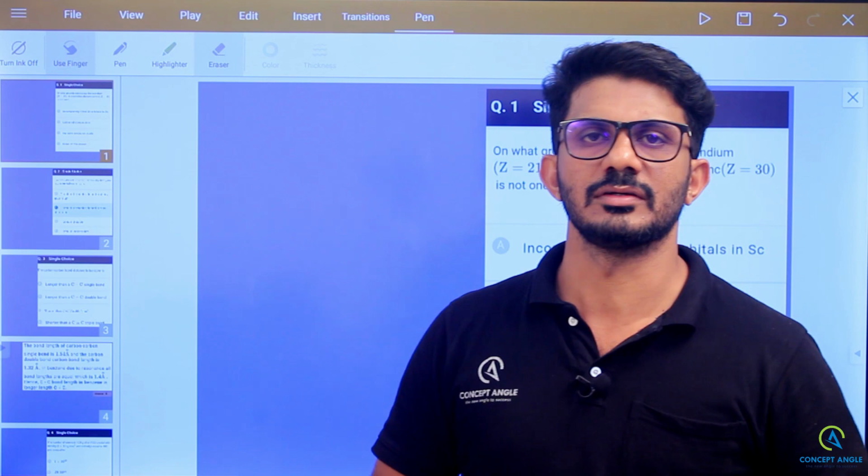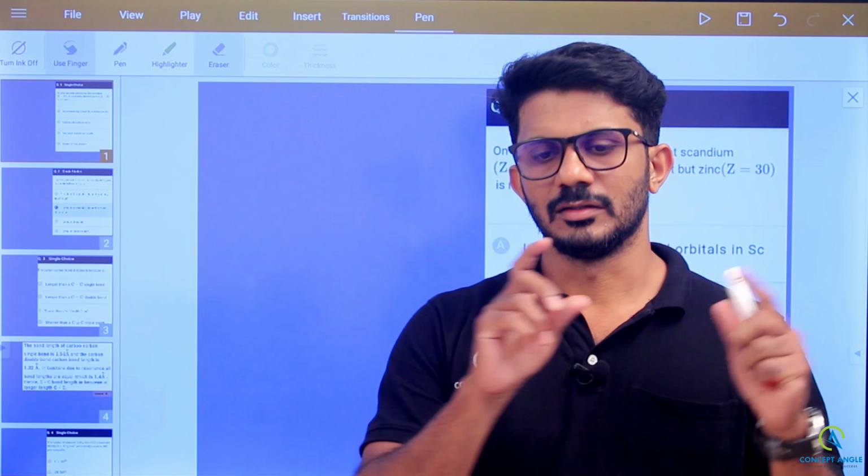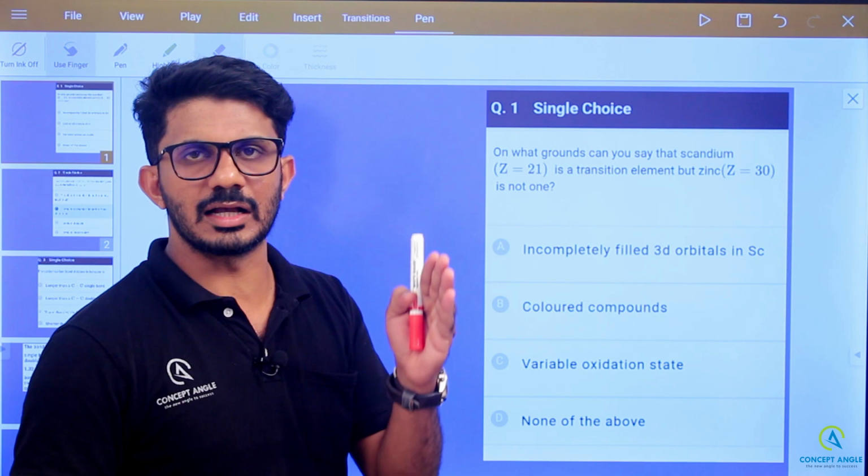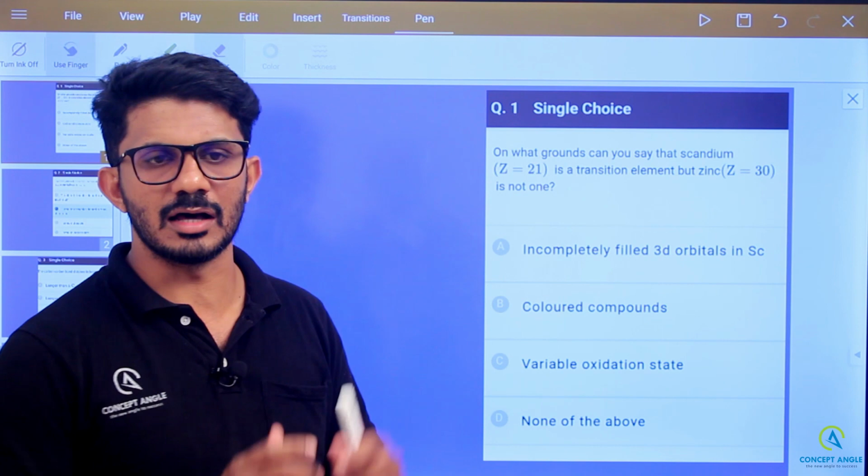Transition elements start with scandium, the 3D series, scandium with atomic number 21 to atomic number 30, ending with zinc. And in the family of zinc, it is zinc, cadmium, and mercury. Except zinc, cadmium, and mercury are regarded as transition elements. They are D block elements but not transition elements.